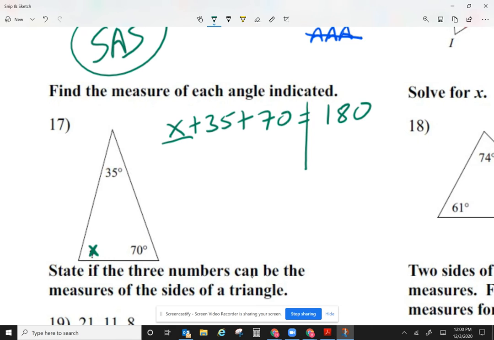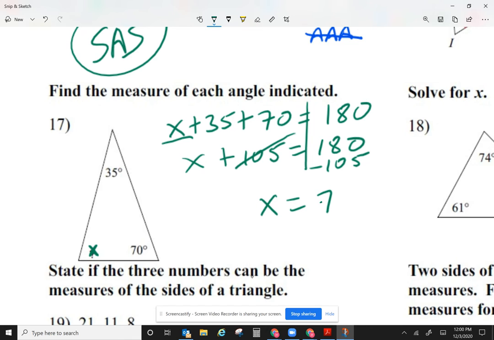When it comes to x, I just have an x. When it comes to numbers, 35 plus 70, that's 105. And this is equal to 180. To have the x by itself, let me get rid of the 105. So instead of plus 105, let me move it to the other side as a minus 105. Don't forget opposite signs. Then x is equal to 180 minus 105, that's 75. For your homework, just type in 75. You don't have to type in x equals, just 75.